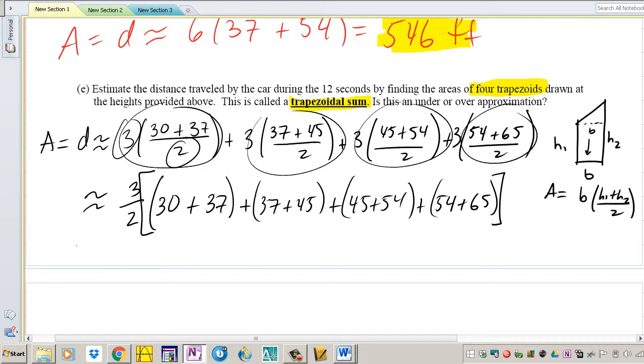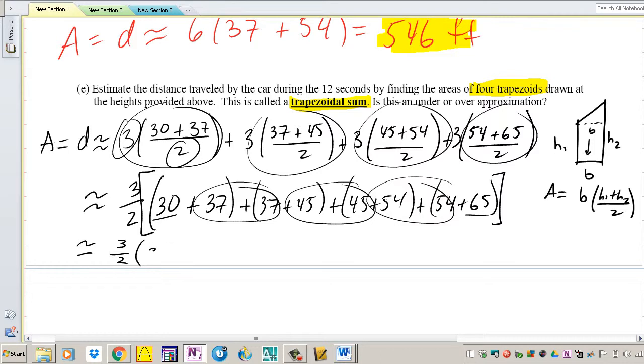Now, I can go even further. I have two 37s, two 45s, two 54s, and one of each of the endpoints. So I can write this as 30 plus double 37 plus double 45 plus double 54, and then finally plus the last height.